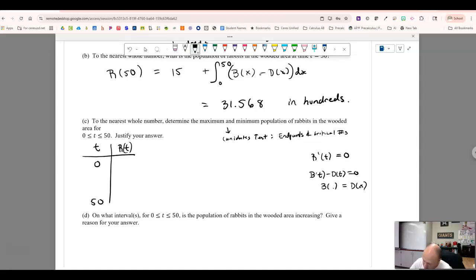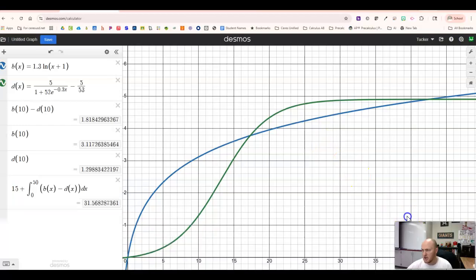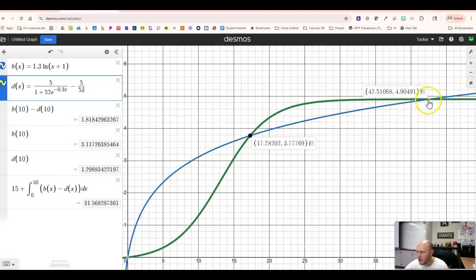Okay, so this is pretty easy, especially since we graphed both, right? So t is equal to, let's go ahead and look at this. So when is our birth rate and our death rate equal? These will be critical values. We have 17.282, 282.02, and then it looks like we have this value, 42.5.